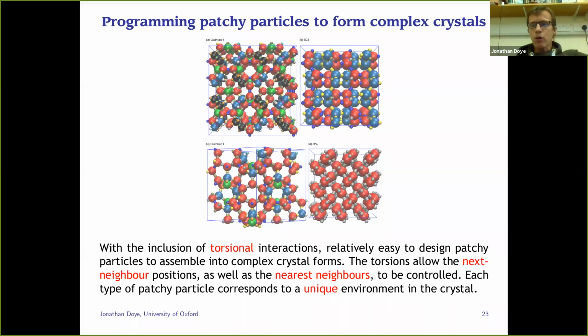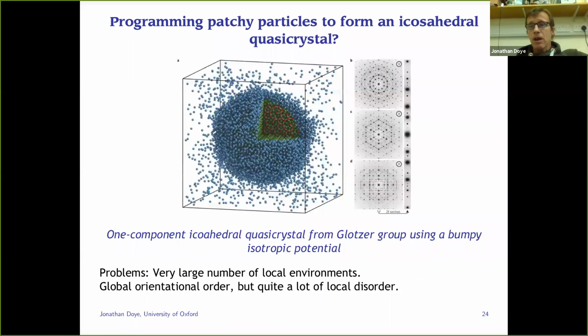But how can we then move this further to think about how to form an icosahedral quasicrystal? Icosahedral quasicrystals have icosahedral symmetry, orientational symmetry, but no long-range periodic order. They've been seen in experiment for metallic systems, but no other systems. In simulations, there's this recent work by Sharon Glotzer's group where they use a potential with multiple minima, and they found this isotropic potential which generates this icosahedral quasicrystal. There's also been work where they've used softer, ultra soft potentials which don't have hard cores.